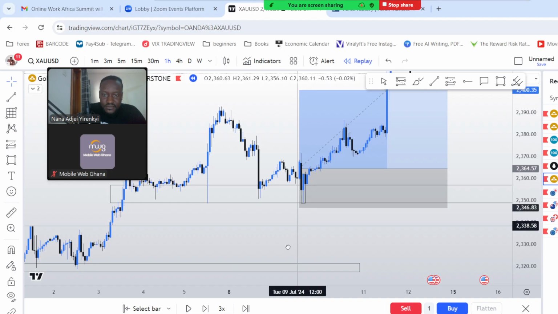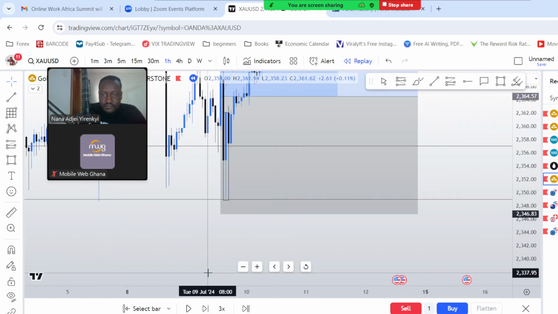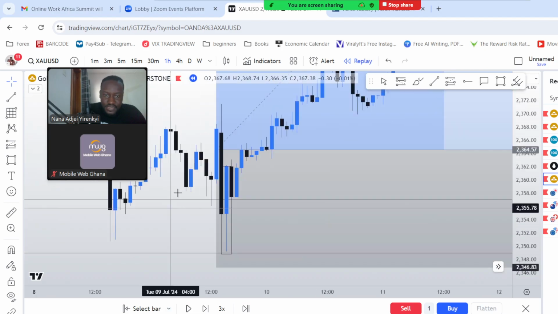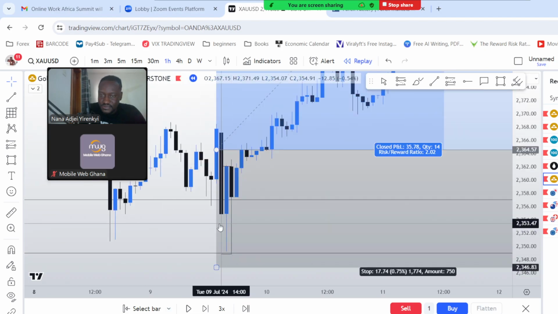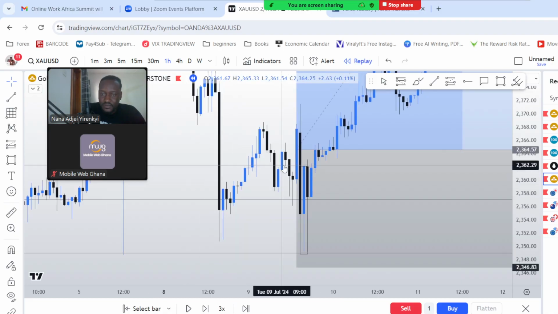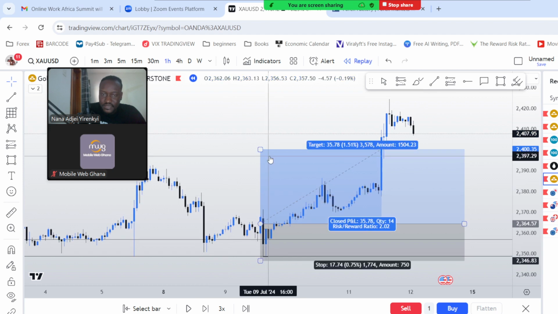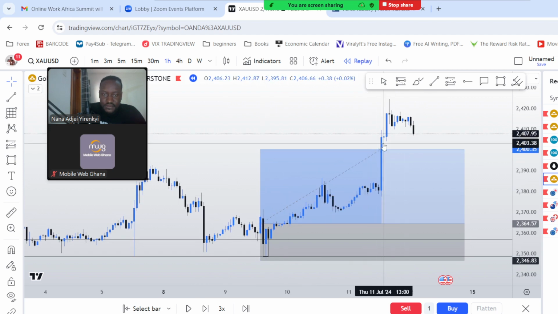And how did I know that price was ready to push up? It was because of a bullish reversal pattern that has been formed at the support level. I had my confirmation that price is ready to push up, and you can see clearly that price pushed up, and then my target has been hit.